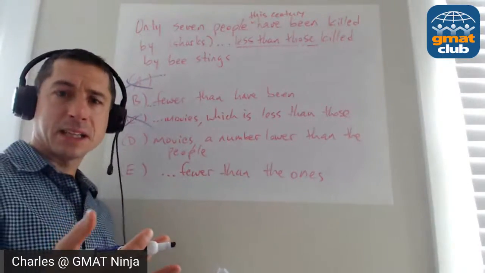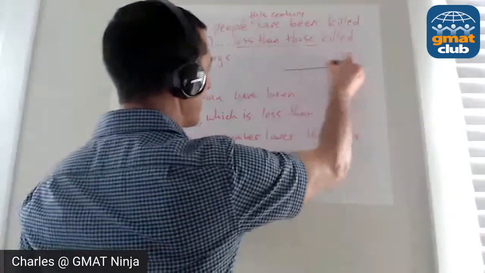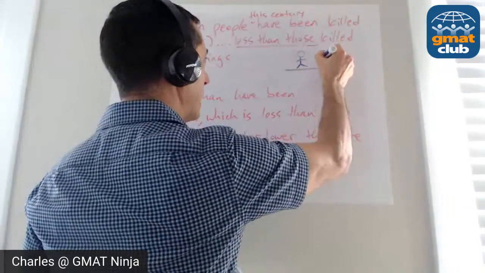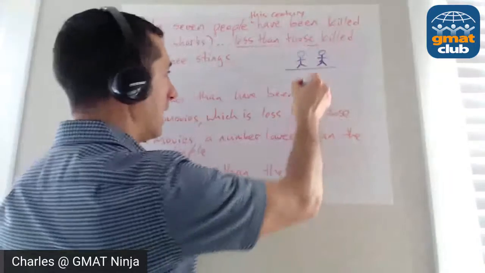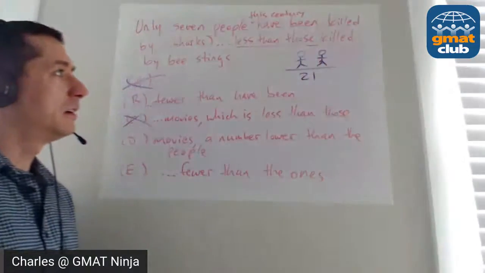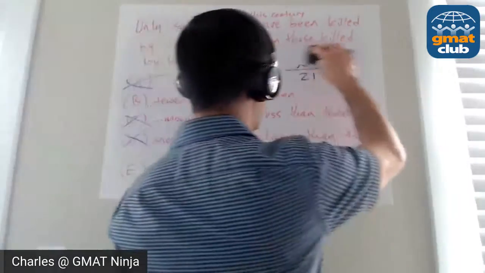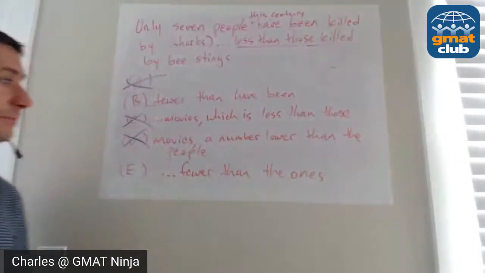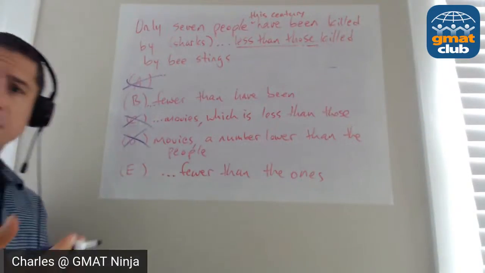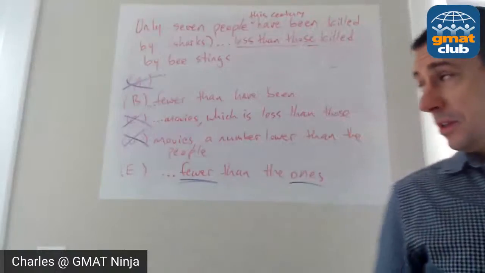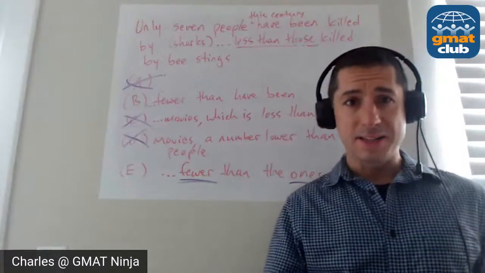D, movies, a number lower than the people. Now this just comes back to the logic. A number lower than the people. It's like we have a bunch of people, and you guys can see why I got kicked out of art school. And there's a number down there. It doesn't make any sense. D is just illogical. I'm going to erase that because my artwork is embarrassing. E, fewer than the ones. Countable, non-countable seems fine. Fewer, countable, ones, referring back to people, countable. No issues there.